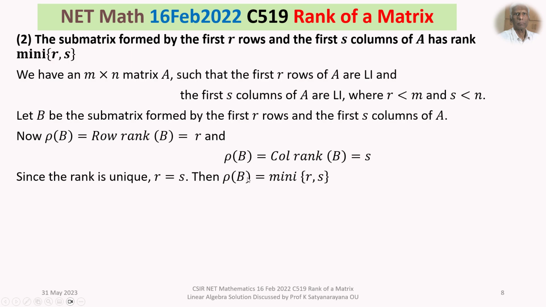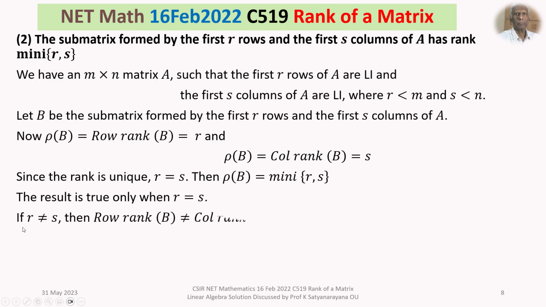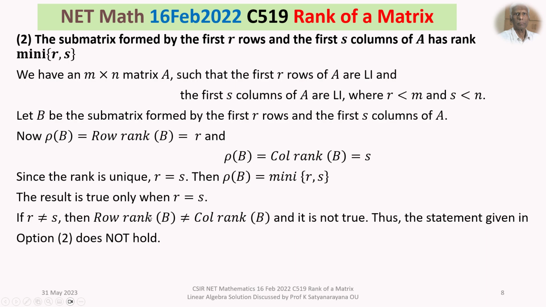Then the rank of B is equal to the minimum of R comma S. Because it is either R or S, you will get the rank of B is the minimum of R comma S. When is this true? When R is equal to S. So, the result is true only when R is equal to S. What happens when R not equal to S? If R not equal to S, then the row rank of B, which is R, is not equal to the column rank of B, which is S. And this is not true.